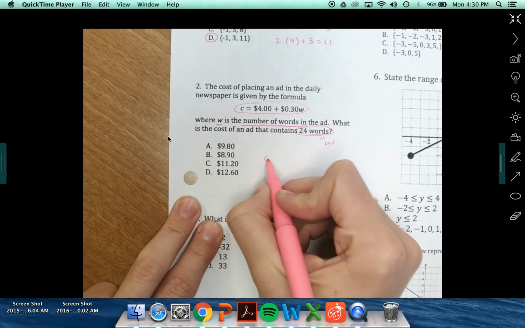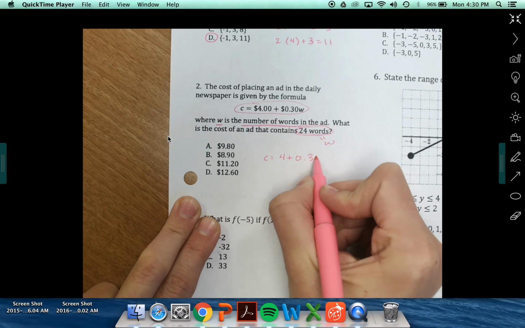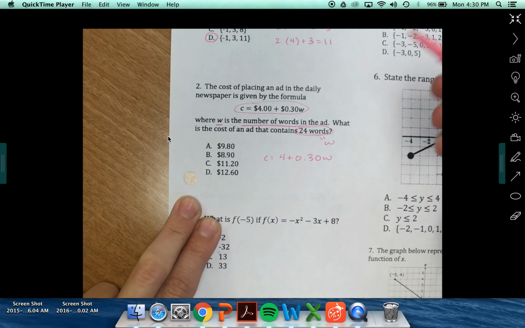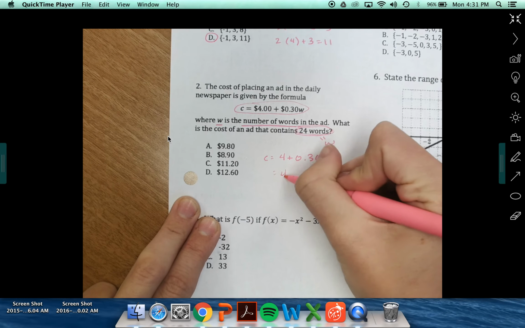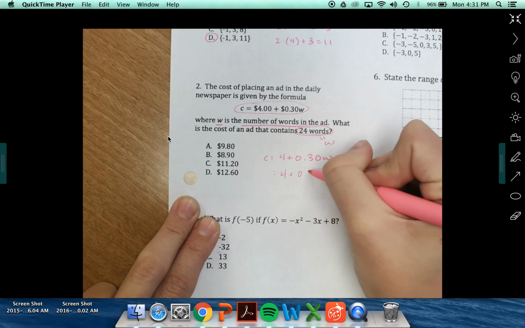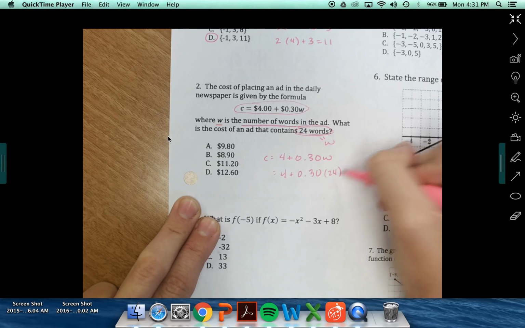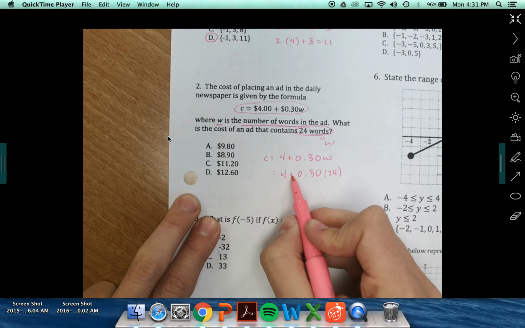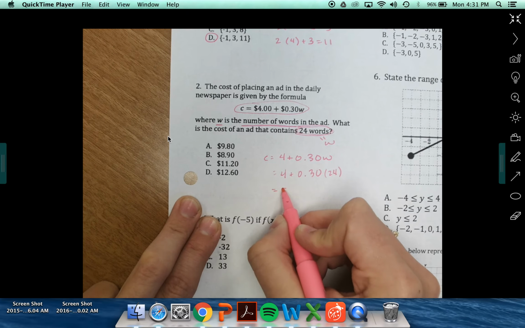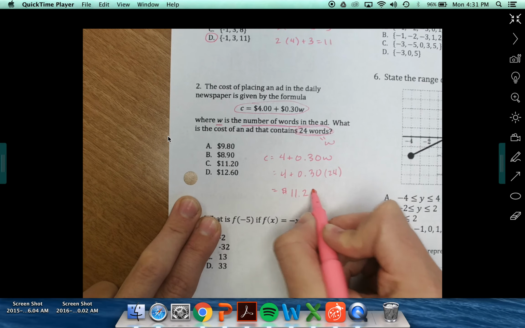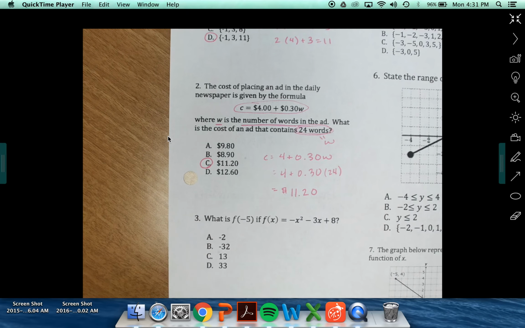Okay, so I've got C equals $4 plus 30 cents times W. Now I know that 24 is W, so I will have 4 plus 30 cents. Instead of W, I'm going to put 24. Okay, so 4 plus 0.30 times 24 equals 11.20. Answer to number 2 is C.